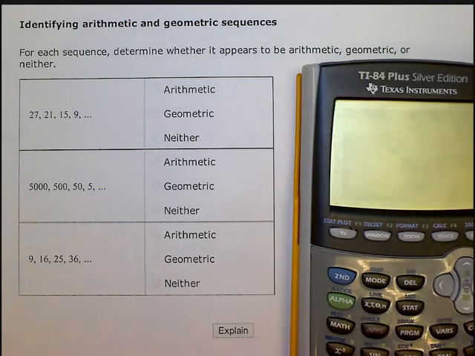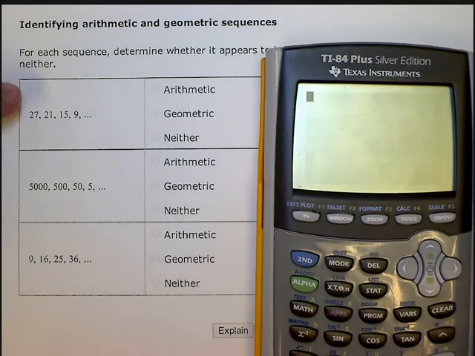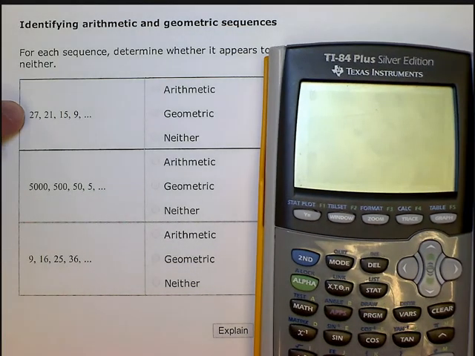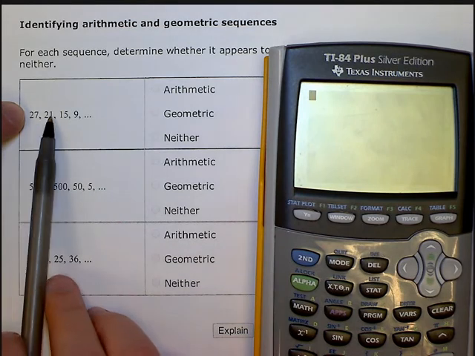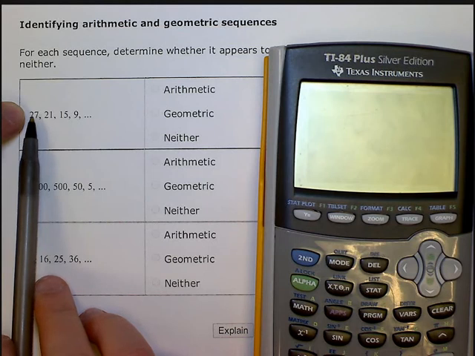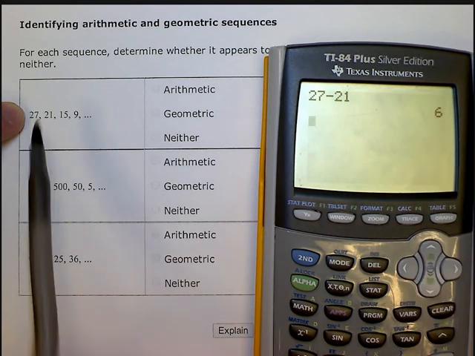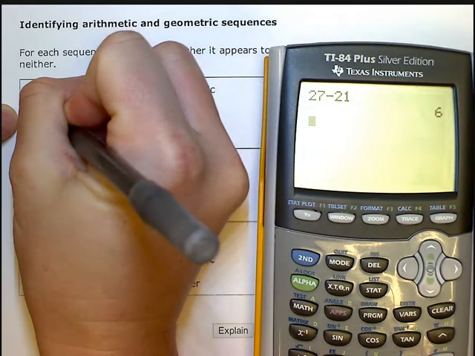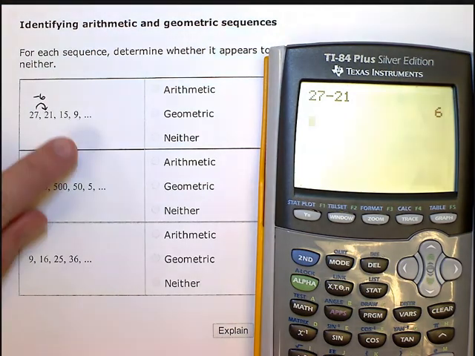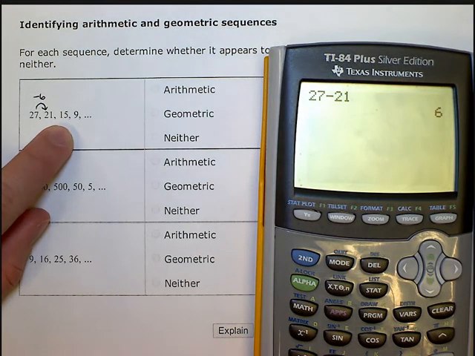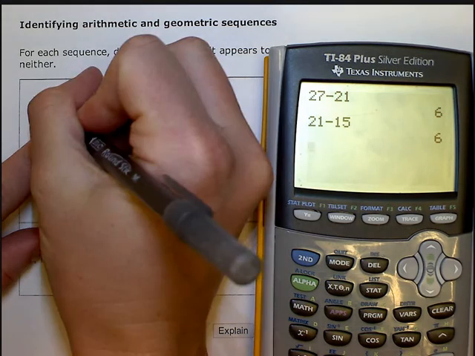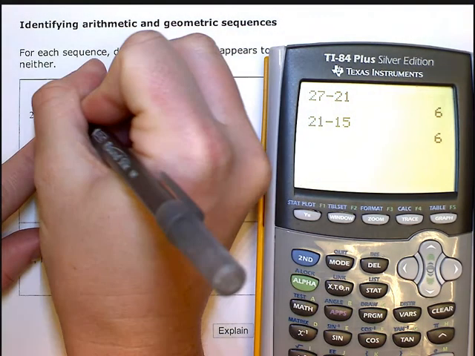If I'm looking for a common difference in this first one, it says 27, 21, 15, and 9. So if I want to find a common difference, I have to think, what would I add or subtract to get from 27 to 21? So 27 minus 21 is 6. So to get from here to here, I would subtract 6. Let's see if that's the same difference between 21 and 15. So 21 minus 15 is also 6. So to get from 21 to 15, I subtract 6.